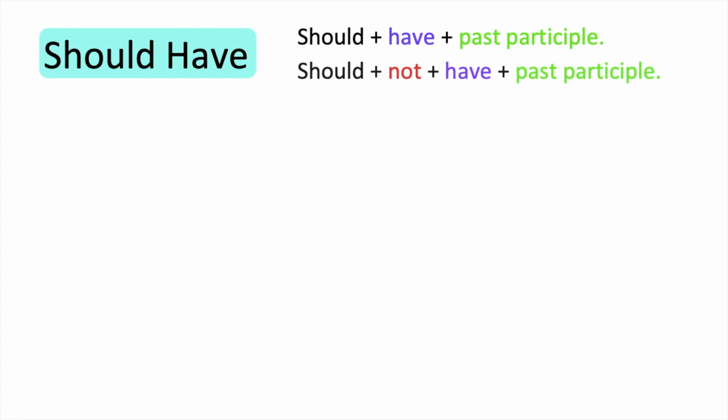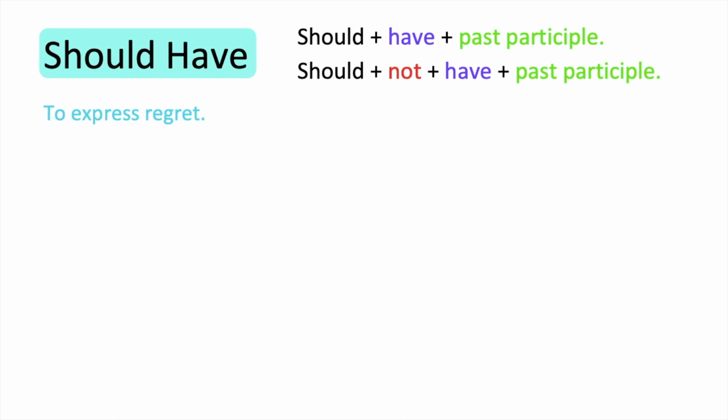Should have. The positive sentence structure is should plus have plus a verb past participle. The negative sentence structure is should plus not plus have plus a verb past participle. Should have can be used for a few different reasons. The first is to express regret, or something that would have been better to do, but we didn't do it.